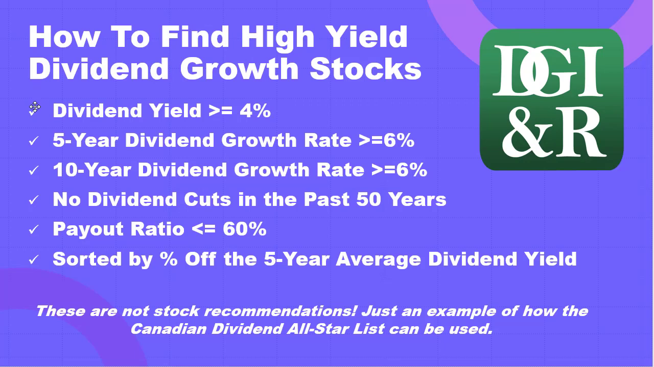You can use it a lot of different ways, but I decided we'd look at companies with a dividend yield greater than 4%, 5-year dividend growth rate greater than or equal to 6%, the same for the 10-year dividend growth rate, no dividend cuts in the past 50 years, a payout ratio of less than 60%, and we're going to sort that by the percent off the 5-year average dividend yield. Kind of like a valuation metric. And a reminder, these are not stock recommendations. It's just an example of how the Canadian Dividend All-Star List can be used.